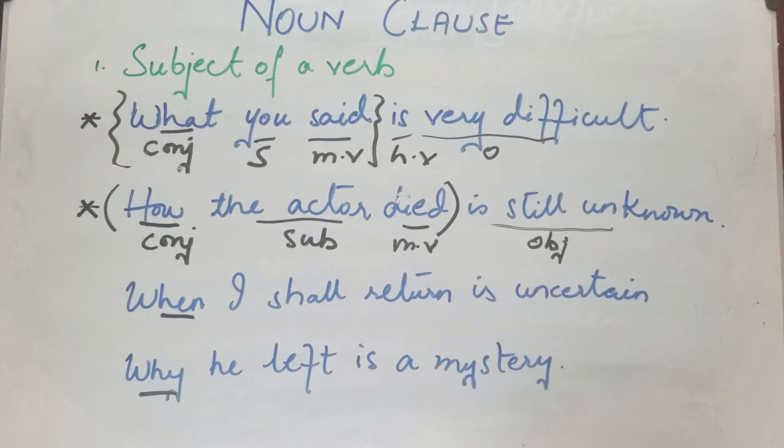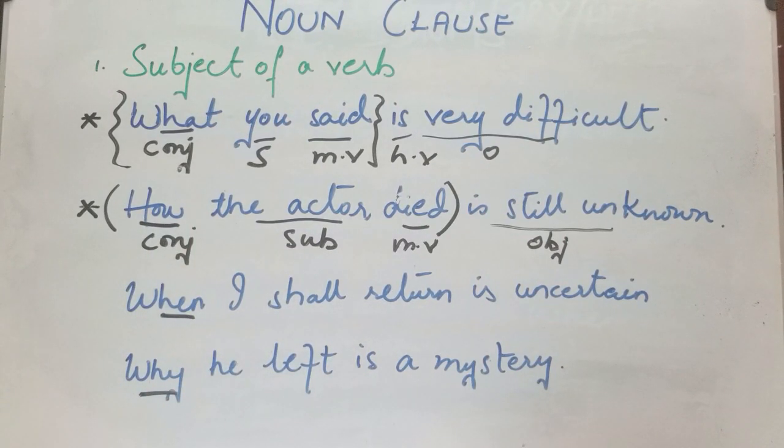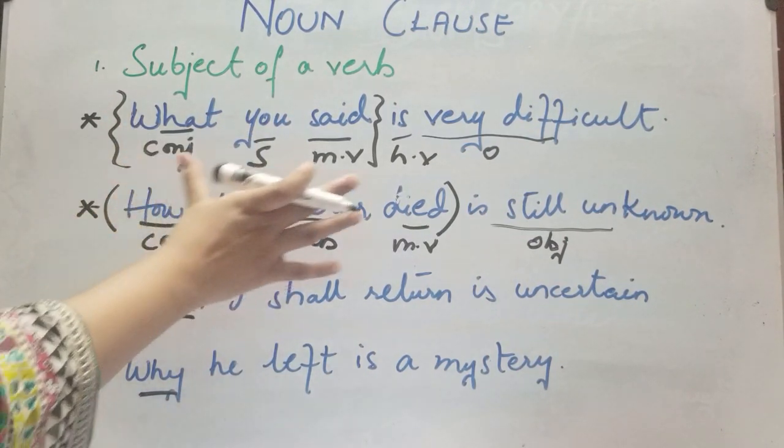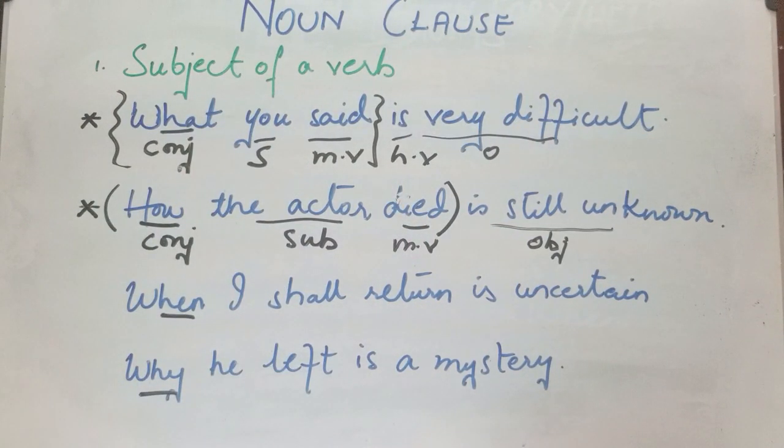Okay, so the starting part is, as I told you, a noun clause starts with a conjunction, then it will have a subject and it will have a verb. So the meaning completes over here. You have this, how the actor died is still unknown. That is the object part. Let's move on to the third one.